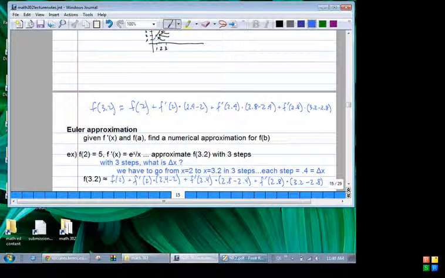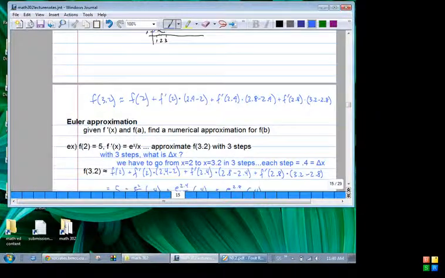What is f of 2? We know that it's 5. What is f prime of 2? Well, it's e squared over 2. So we're going to have to use a calculator to figure that out. 2.4 minus 2, that's 0.4, et cetera. Sorry? We are not to use calculator in this class, right? Absolutely. It can be rewritten in terms of delta x. It's f of x plus delta x plus f prime of x plus delta x times delta x.